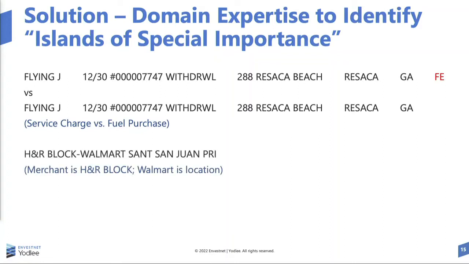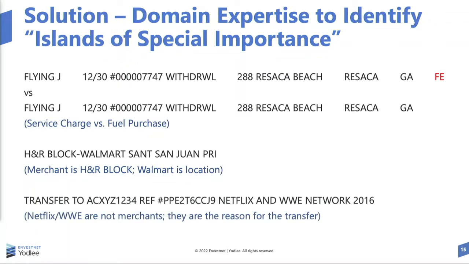Second, look at the second example, right? So H&R Block, Walmart. I think the first intuition would be that the merchant is Walmart. But in this example, Walmart is not the merchant. It's a location for an H&R Block, right? Another example here, right? If you just look through this transaction description, it looks like Netflix or the WWE Network is a merchant. But in this example, they happen to be the reason for the transaction, right? So somebody transferred money to somebody, paying part of that, right? So again, the context becomes very, very important.